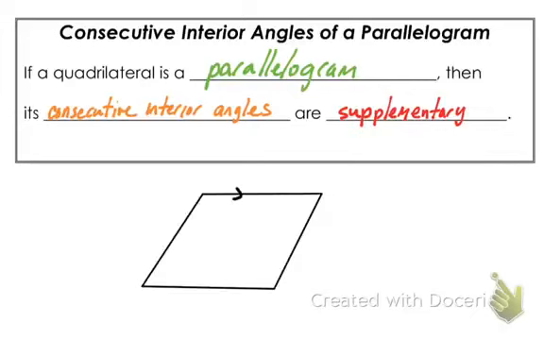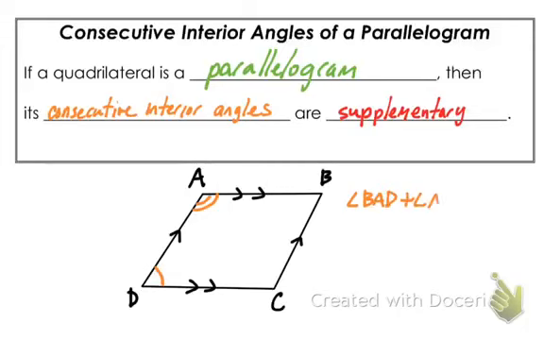So we have a parallelogram here. Opposite sides are parallel, and we label the vertices A, B, C, and D. Consecutive interior angles are angles that follow right next to each other. For example, D and A are consecutive interior angles, A and B are consecutive interior angles, B and C are, as well as C and D. This property says that if the quadrilateral is in fact a parallelogram, then the consecutive interior angles are supplementary. So angle A and angle D together would add up to 180 degrees.